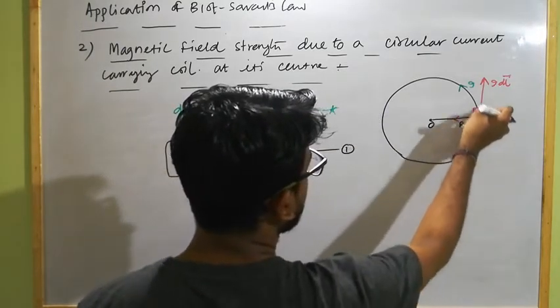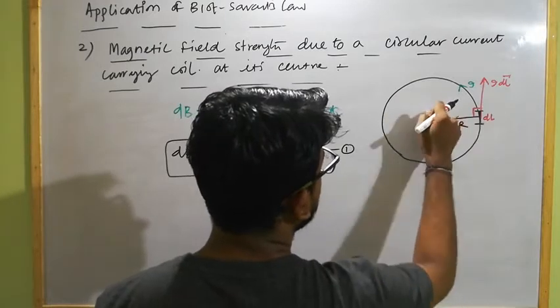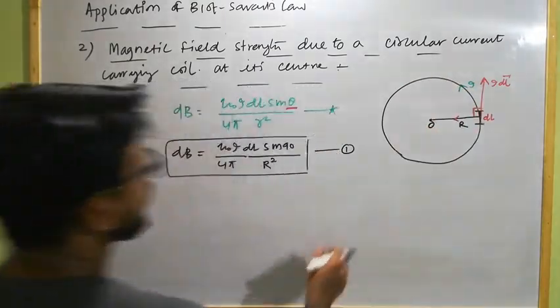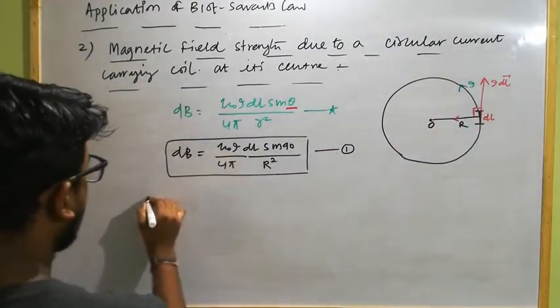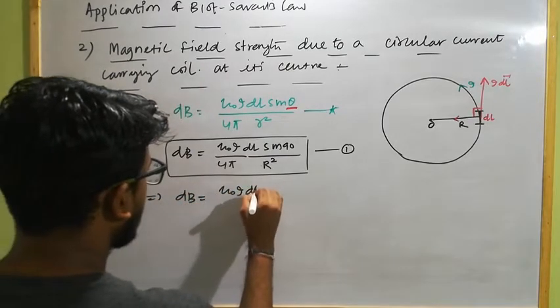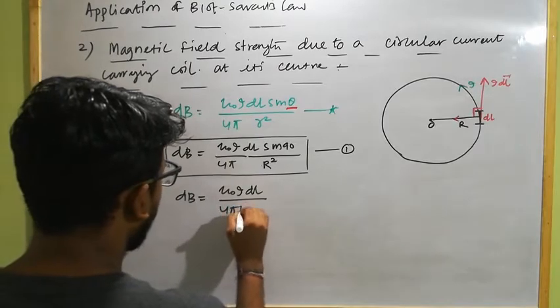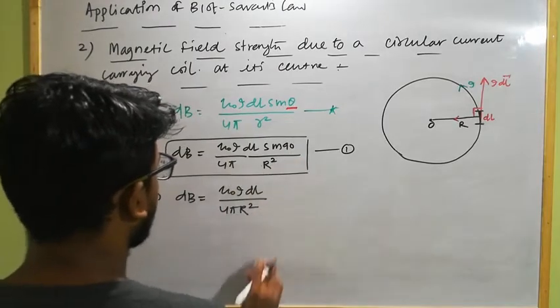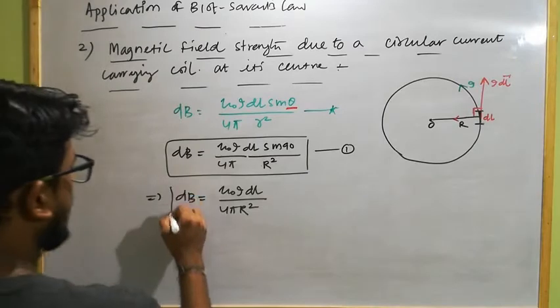We want to calculate the complete magnetic field strength due to the complete circular ring, so we have to integrate it. So this can be written as dB equal to mu naught I dl divided by 4 pi R square. Sine 90 is 1. Clear? So this is the value of dB.